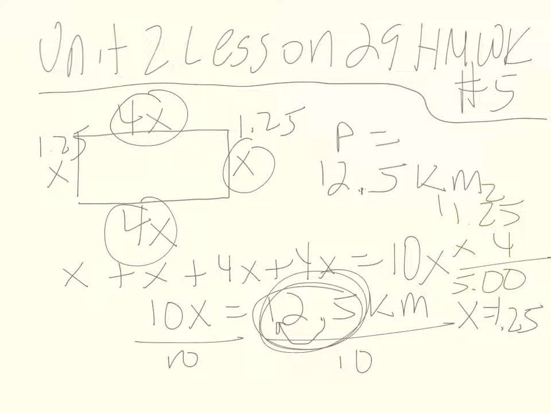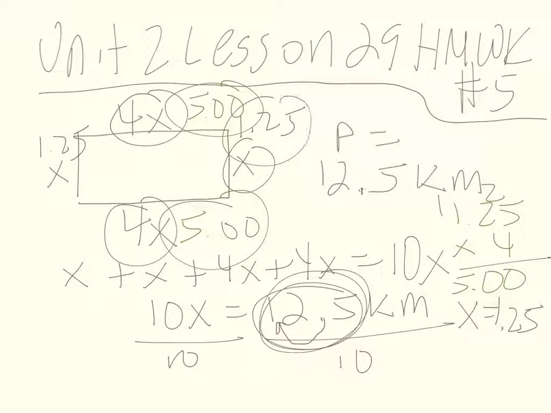Guess what? If this is 5 and this is 5, what do you think this number plus this number plus this number plus this number equals? 12.5 kilometers. And that's how you would solve that problem using algebra. You could also solve that problem using trial and error, plugging in different numbers until you can get them to equal 12.5 when you're adding up the sides all the way around.